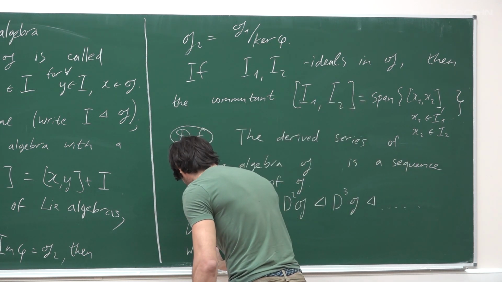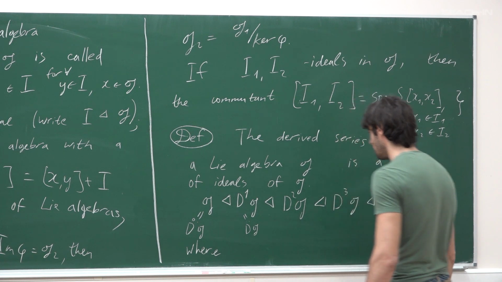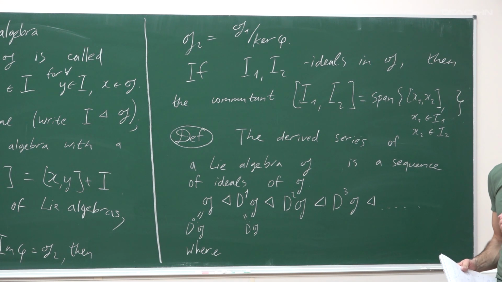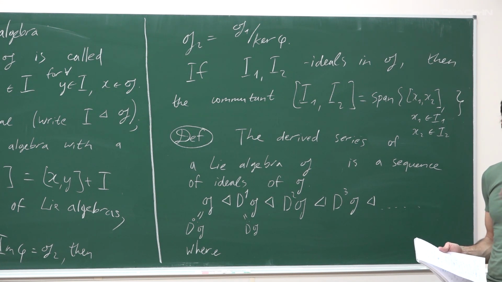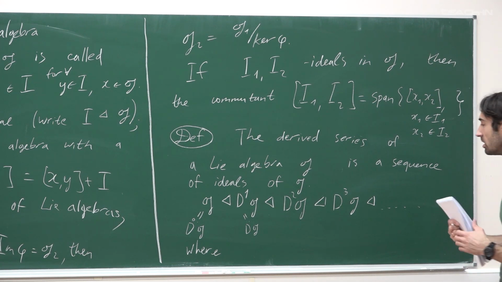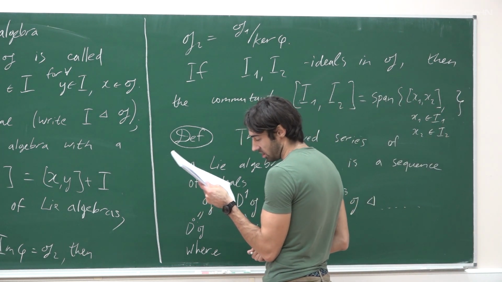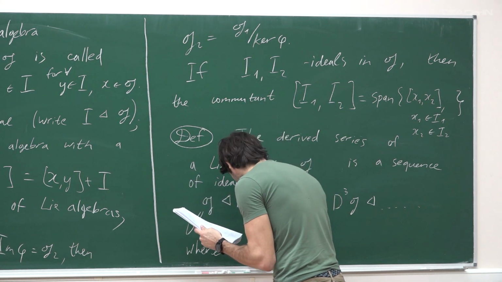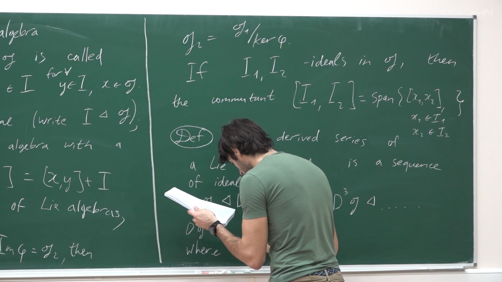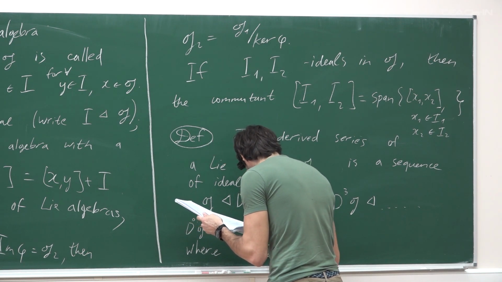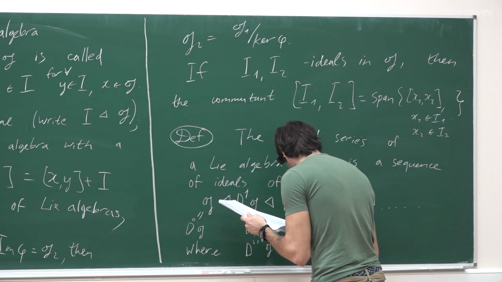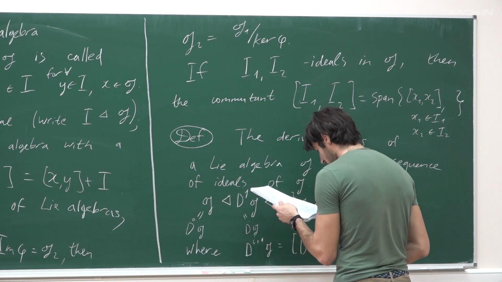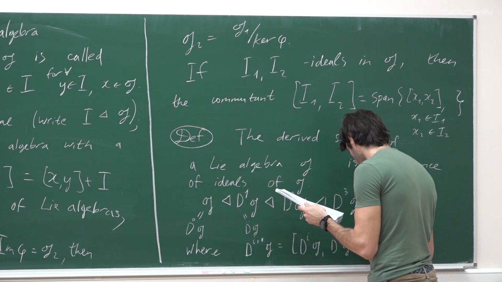So it's infinite, but it can stabilize at something. I have to define it with a recursive definition: D(i+1) G is just the commutant of D_i G and D_i G.